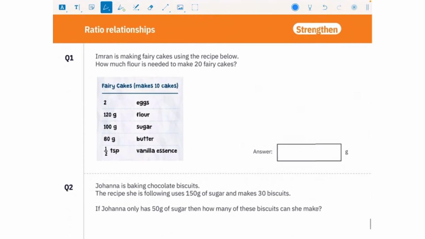For the strengthen questions, Imran is making fairy cakes using the recipe below. How much flour is needed to make 20 fairy cakes? So this makes 10 cakes. For 20 cakes, we're going to need to double our recipe.